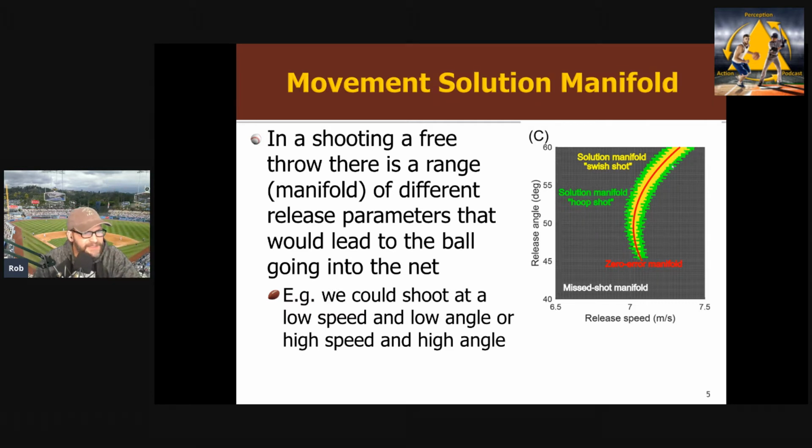So again, this is kind of a degrees of freedom problem. I have this range of possibilities I could use, defined by this manifold, right? And these shots would go in but hit the rim, right? This is from modeling they used to produce that. So the question is, how do we know where to be in here? What control law do we use? Are we going to shoot at a low speed or a high speed? A low angle or a high angle? So that's the question. These are the possibilities. You can think of this as a solution space.